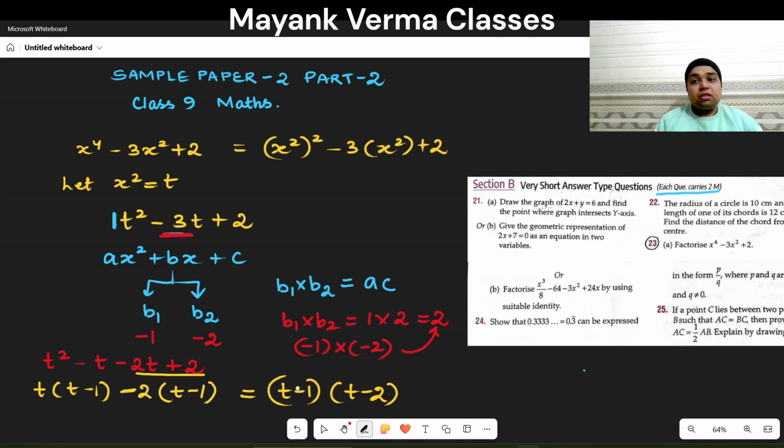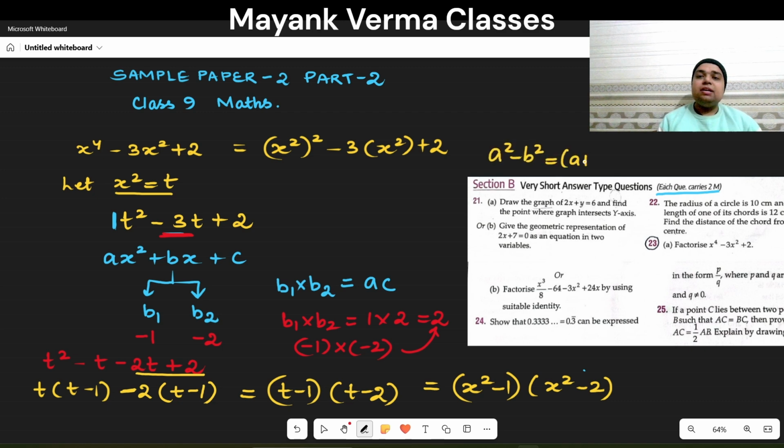But what we need to do is put the value of t again. This is our assumption. So our answer will be x square minus 1 times x square minus 2. Now I can split it further. I can apply which identity? A square minus b square is equal to a plus b times a minus b.